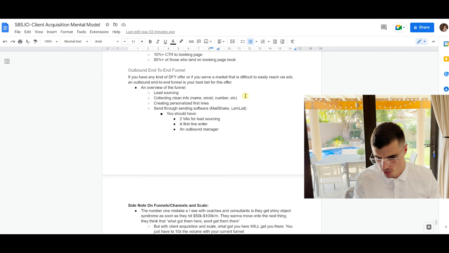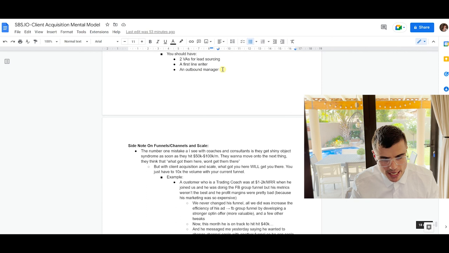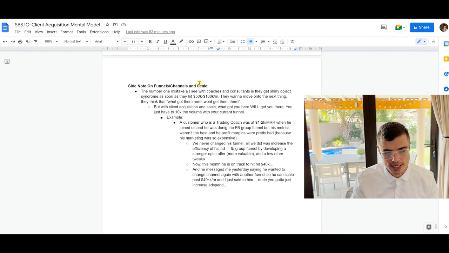So then we're looking at lead sourcing, collecting and cleaning the info: name, email addresses, numbers, creation of the personalized first line, and sending software like MailSnake, Lemlist, ActiveCampaign. So you should have two VAs for lead sourcing, a first line writer, and an outbound messenger, right? So this is where all the systemization comes in. Side note on the funnels, specifically channels in Slack, right?